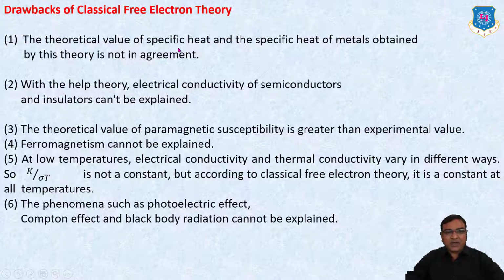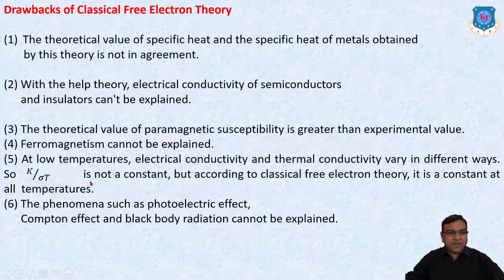The theoretical value of the specific heat of metals obtained by this theory is not in agreement with experiment. With the help of this theory, the electrical conductivity of semiconductors and insulators cannot be explained. The theoretical value of paramagnetic susceptibility is greater than the experimental value. Ferromagnetism cannot be explained. At low temperatures, electrical conductivity and thermal conductivity vary in different ways.